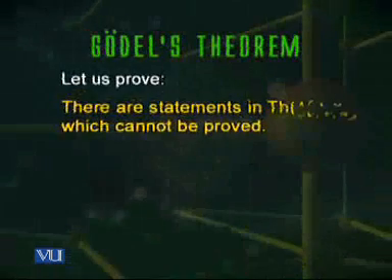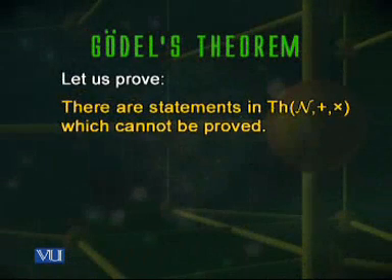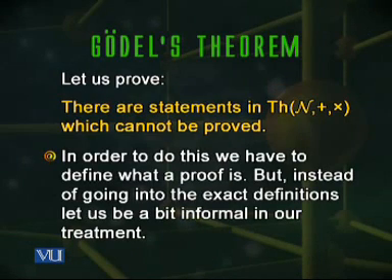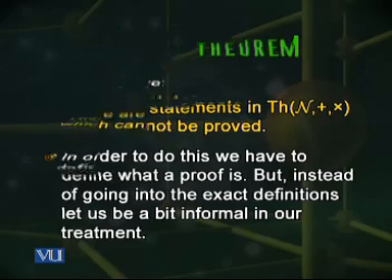Let's continue. Let's prove that there are statements in number theory which cannot be proved. In order to do this, we have to define what a proof is. But instead of going into exact definitions, we'll be a little bit informal in our treatment. The exact definitions of what an axiom is, what a proof is, are quite cumbersome. So it will suffice for us to define these things a bit non-formally.